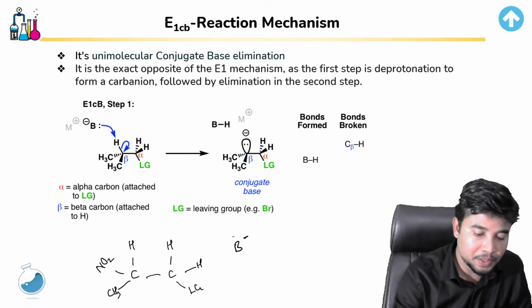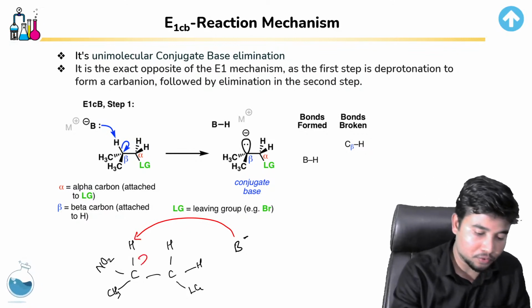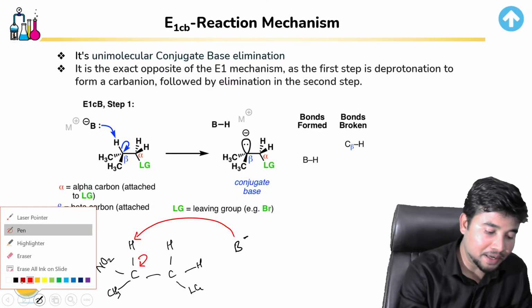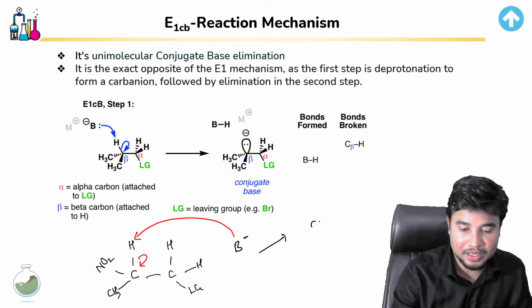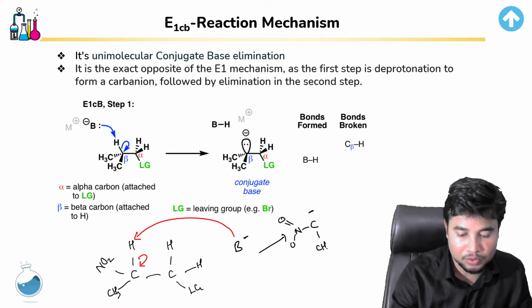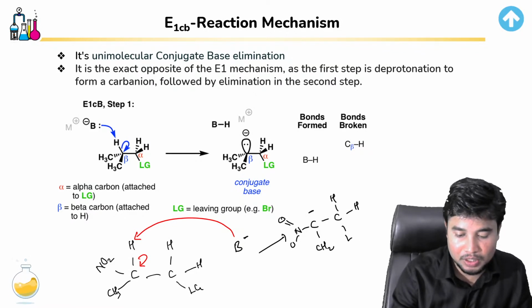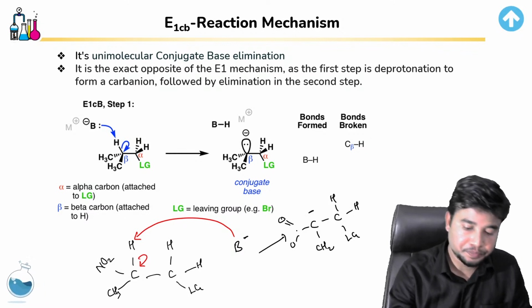Okay, once the base acts, it takes out the proton. And when it takes out the proton, it forms a negative charge. And why does it form a negative charge? Because the negative charge that has been formed over here is stabilized by the resonance of NO2 group or any other group that could stabilize the negative charge. And observe that the other thing stays as it is. The leaving group still hasn't left, right?